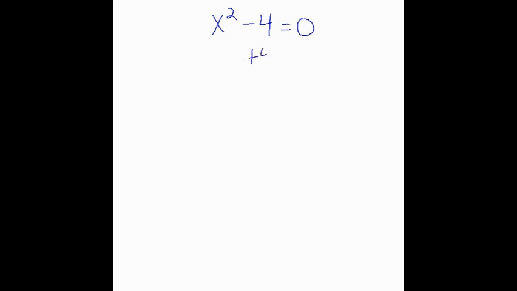I'm going to go ahead and start by adding 4 to both sides. I get x squared equals 4. Then I take the square root. And of course, when we do this, we have to consider the positive and negative solution. Now, the other way to solve this is with the difference of squares formula.